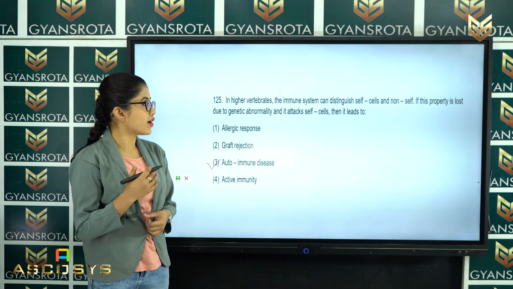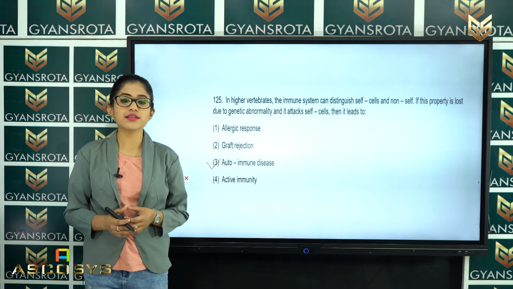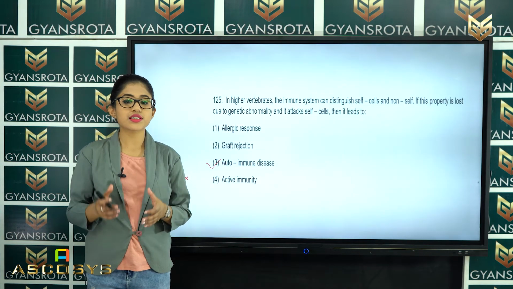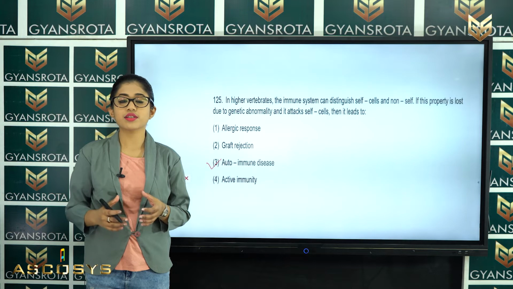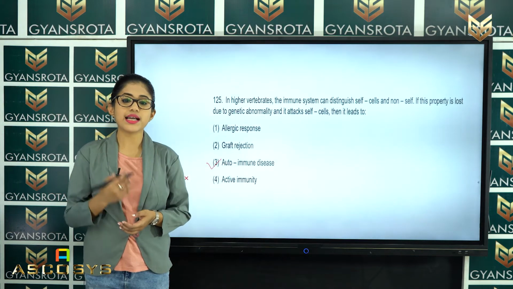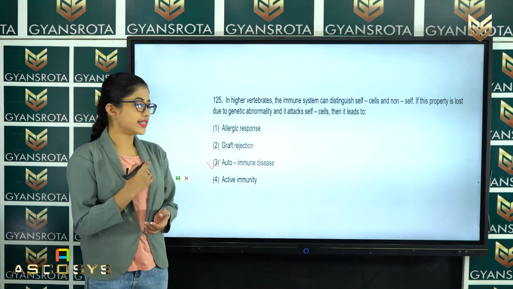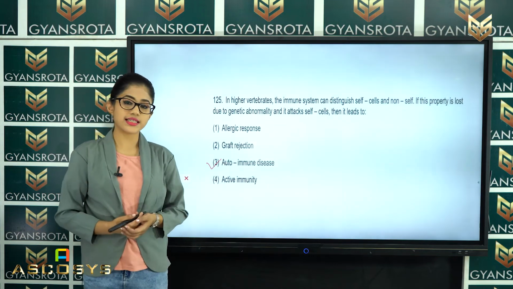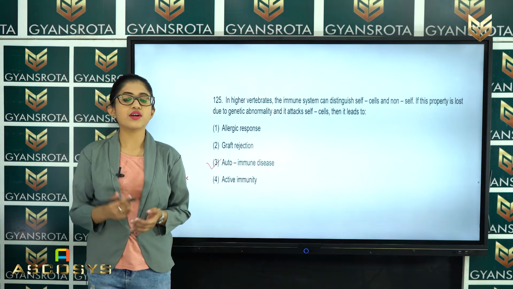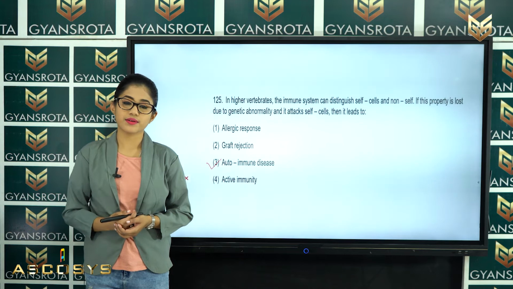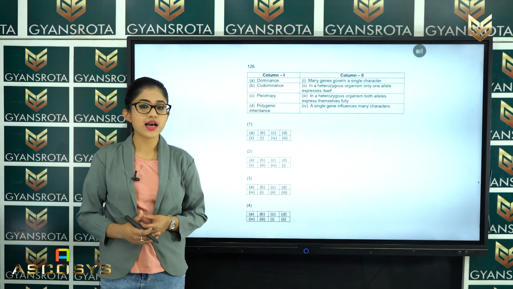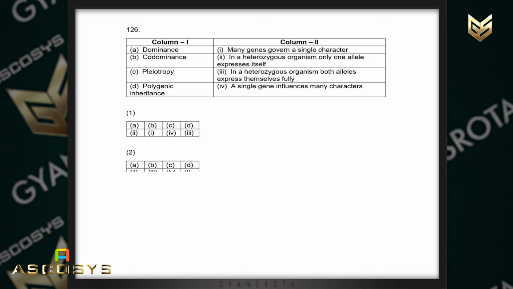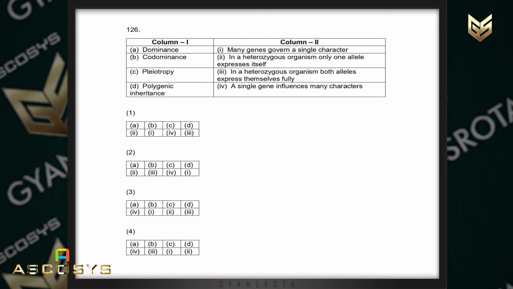So, in higher vertebrates, the immune system can distinguish the self and non-self, and if this property is lost due to some genetic abnormality, then it leads to autoimmune disease. So, third option is the correct answer of this question. Now, let us see the next question. Now, the next question is question number 126. As you can see here, there are two columns given, column 1 and column 2.